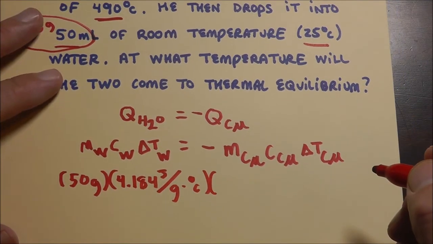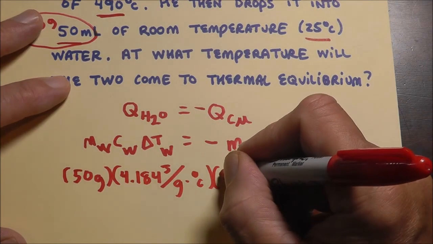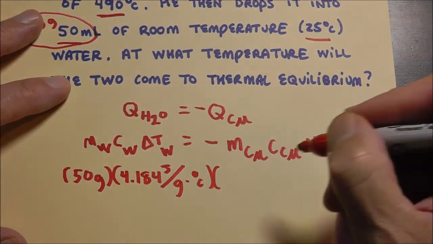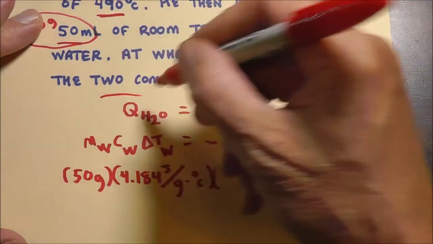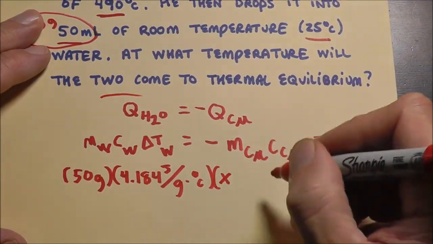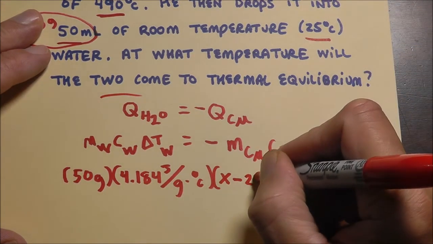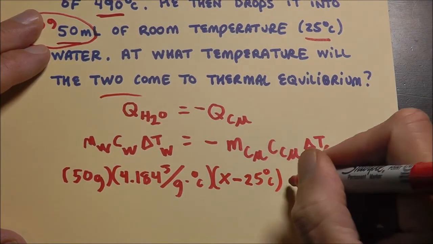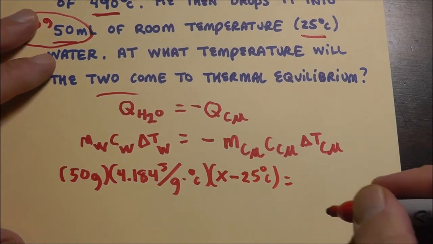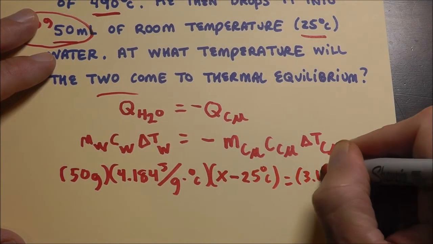I don't know what they end up as. That's the whole point. It's final minus initial. So we're going to calculate the final for both. And this is going to be x minus initial. Now the water was 25 degrees C. That's all equal to 3.11 grams.